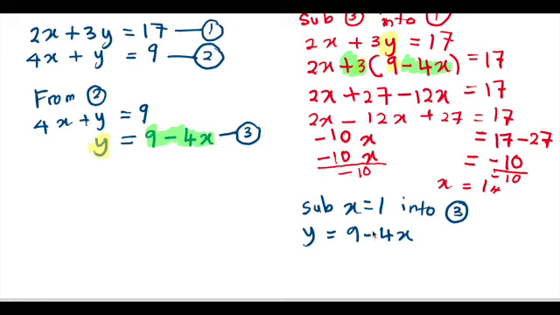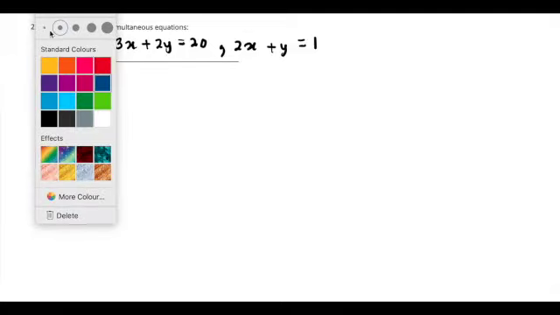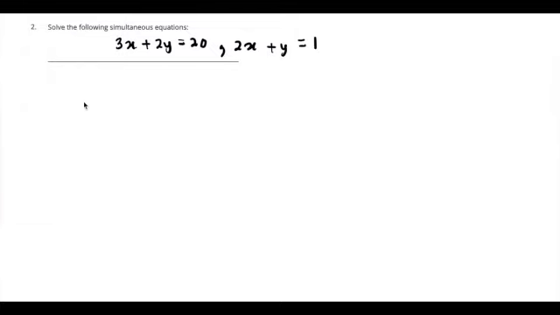So 9 minus 4x. Write down equation 3 again and we substitute x with 1. Anything that you want to substitute, you put in a bracket. Now you already get the answer: x equals 1 and y equals 5. Number 2, so as usual, write down which one is equation 1 and which one is equation 2. So 3x plus 2y equals 20 is our equation 1. 2x plus y equals 1 is our equation 2.